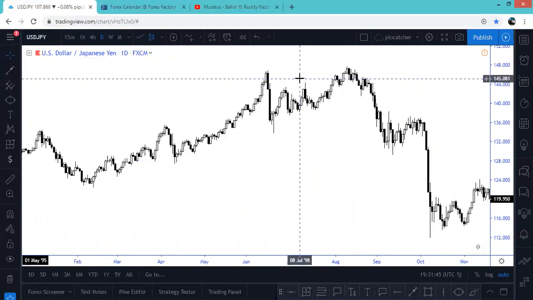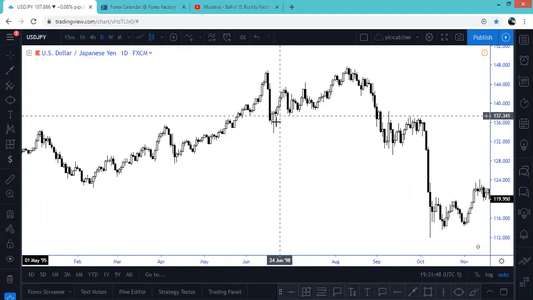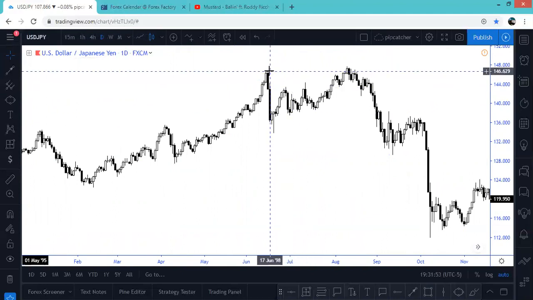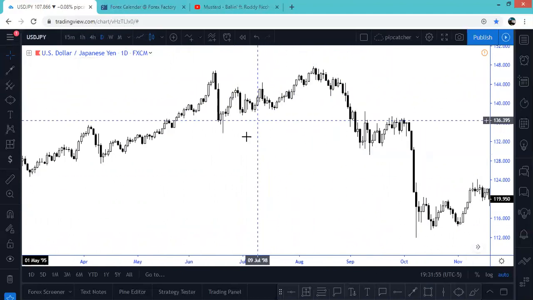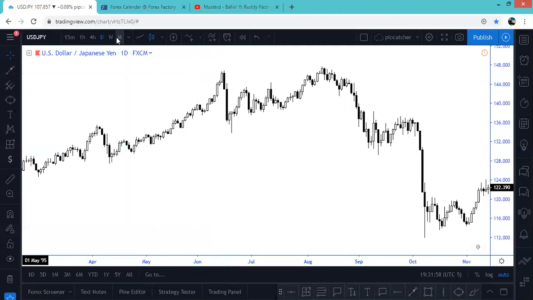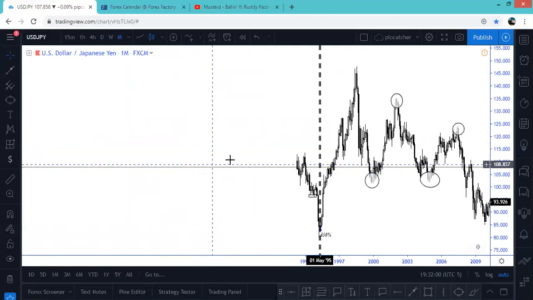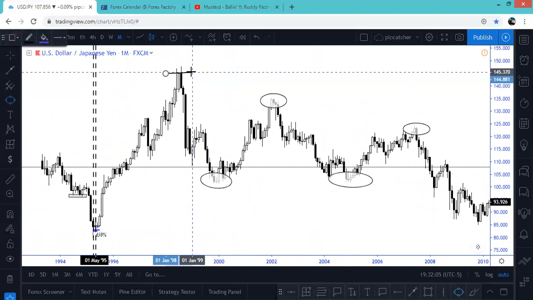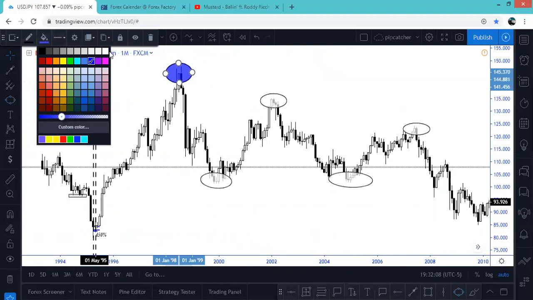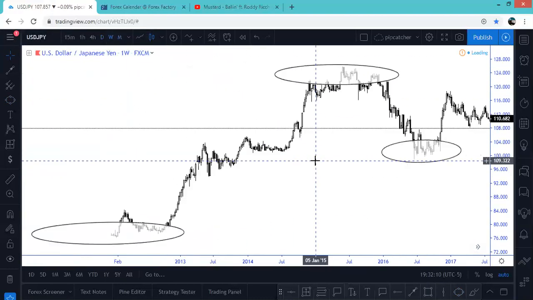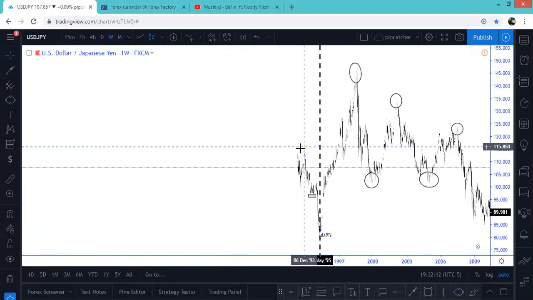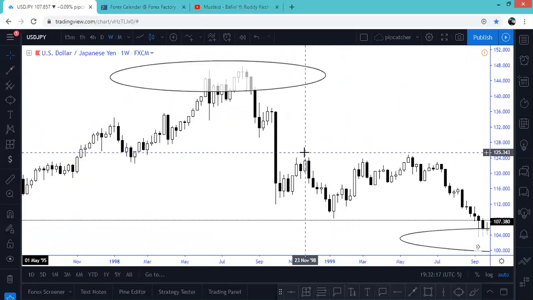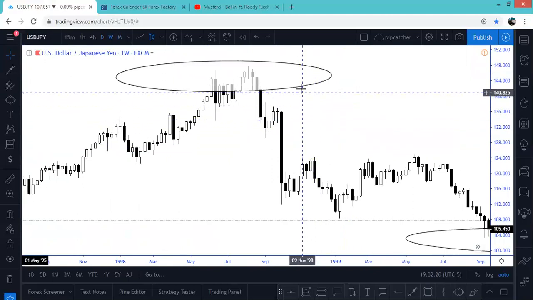Maybe there was a minor distribution phase where you have this upthrust right here, and then actually, let me go back to the monthly really quick. So we talked about this area down here. Next, we're going to talk about this area right here. So weekly time frame, right? Weekly time frame, we have a distribution schematic, right?